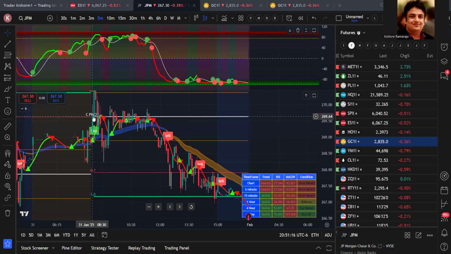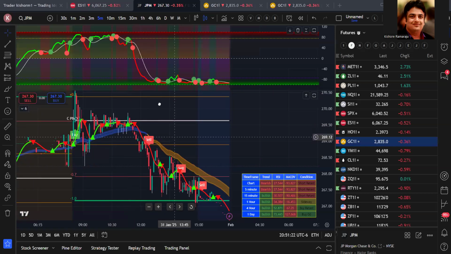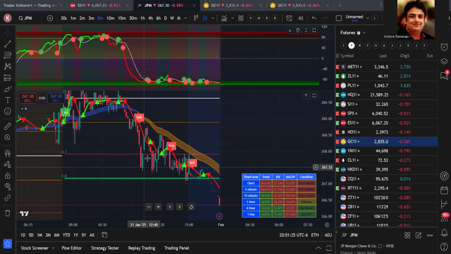So you are at a pivot here. It came below the pivot. If it is above the pivot, that means it is bullish. If it drops below the pivot and you get a sell signal, you can take bear calls or you can do puts and you can make nice profits.